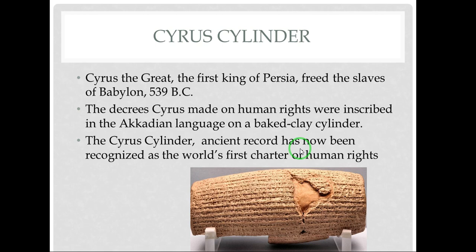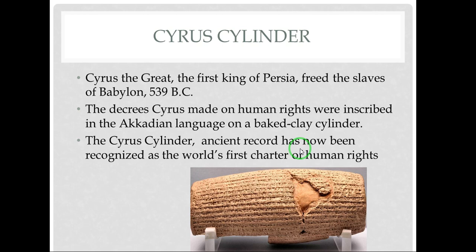When we focus on the earliest records related to human rights, there is a particular point related to Cyrus. Cyrus was a great king of Persia who freed the slaves of Babylon in 539 BC. So he inscribed some of the human rights in the Akkadian language on a particular cylinder. That cylinder is shown here in the image.